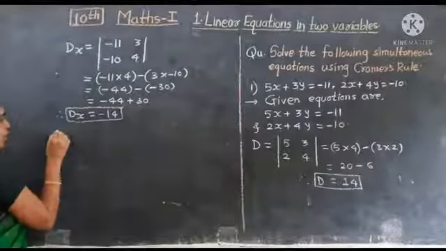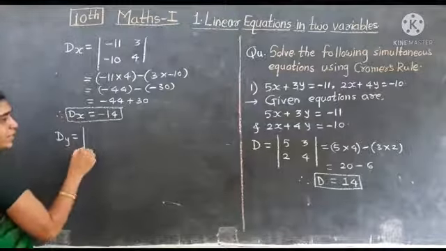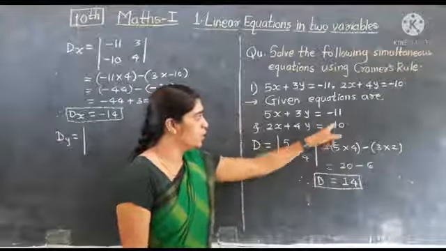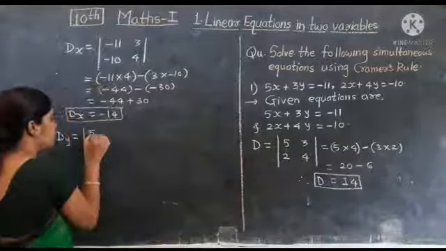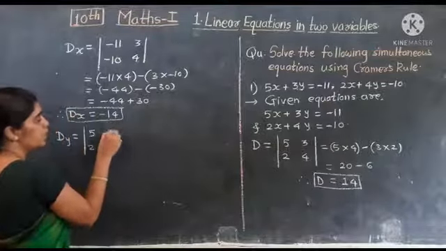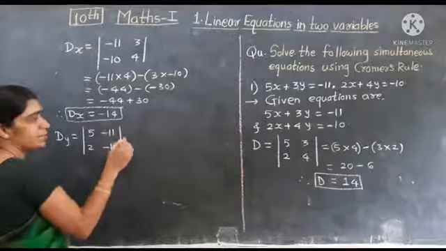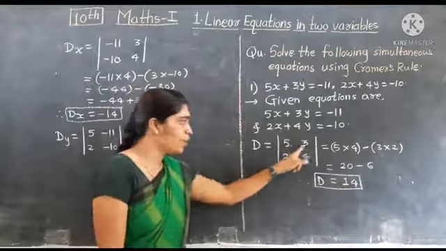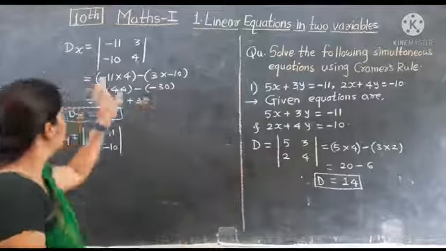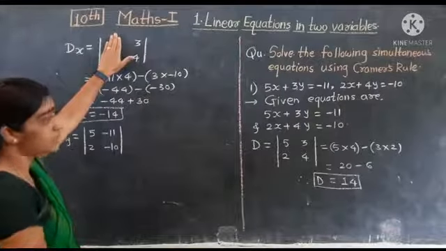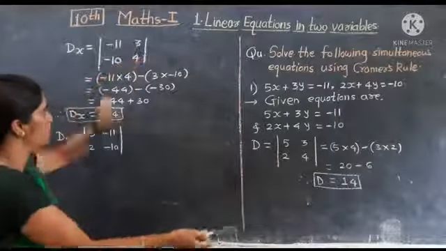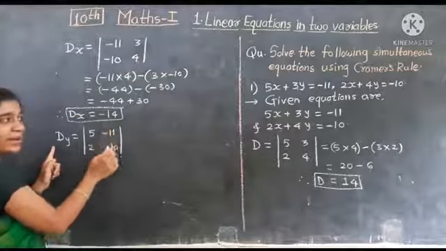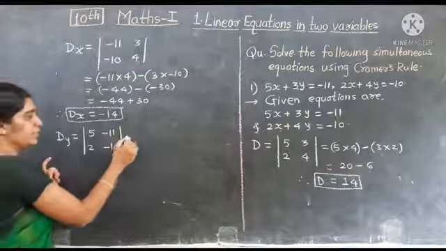Similarly, you find dy. How to find dy? Here replace the y column by the constants. Means the first column as it is, 5 and 2, and the constants are minus 11 and minus 10. D is simple: x column and y column. While writing dx, x is replaced by constants and y as it is. While writing dy, y is replaced by constants, x as it is.